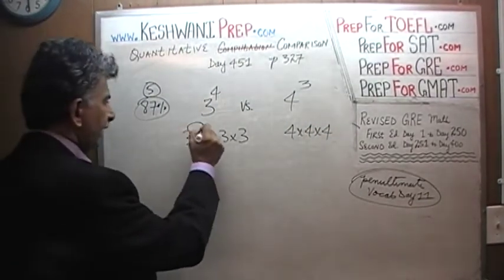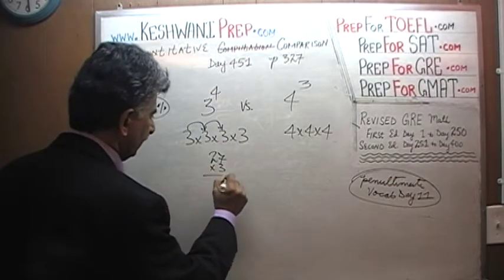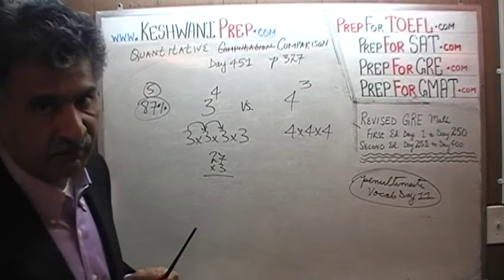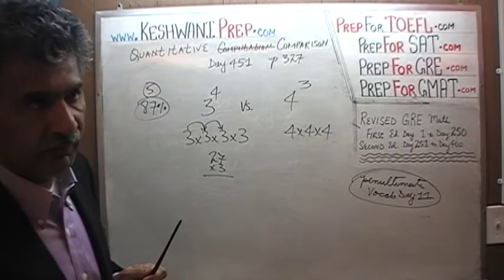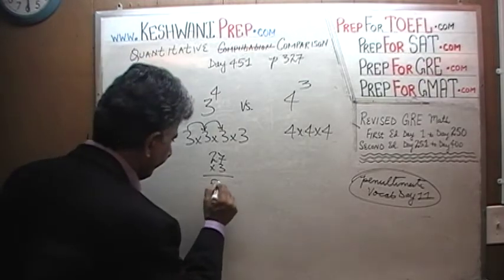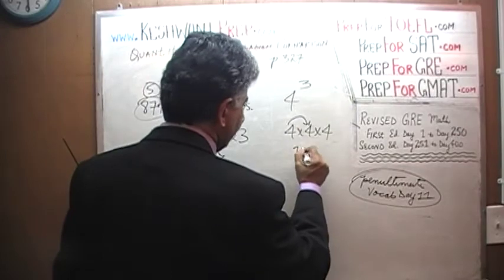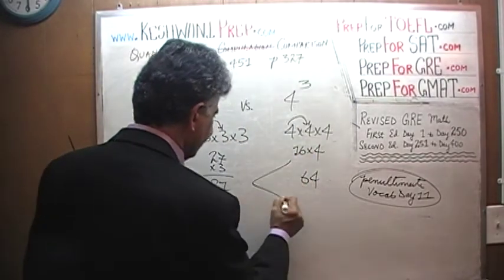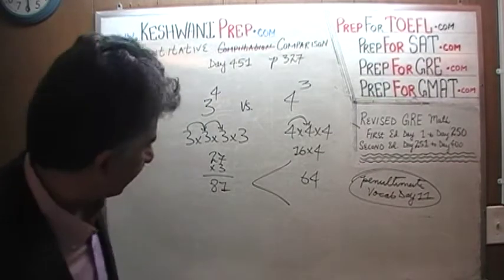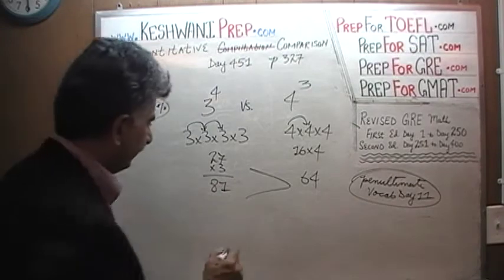3 raised to 3 is 9. 9 times 3 is 27. 27 times 3: 25 times 3 is 75, and 27 is 2 more than 25, so 75 plus 6 is 81. And here we're going to have 64. 16 times 4 is 64. And 64 is less than 81. The answer is A.